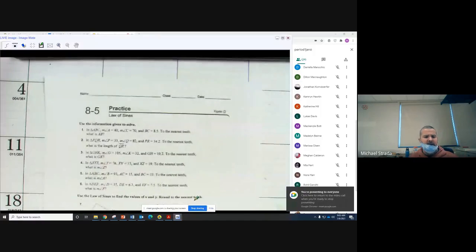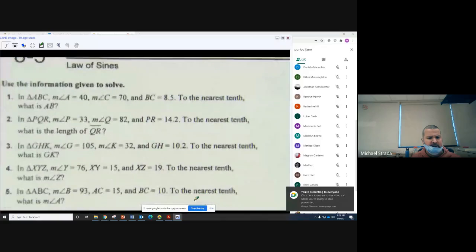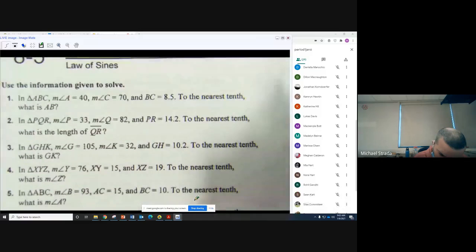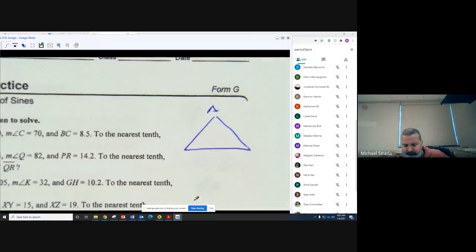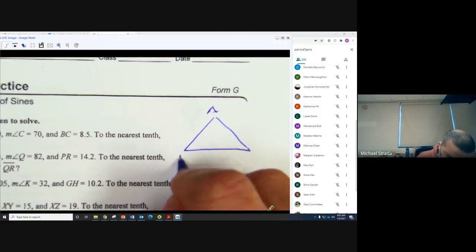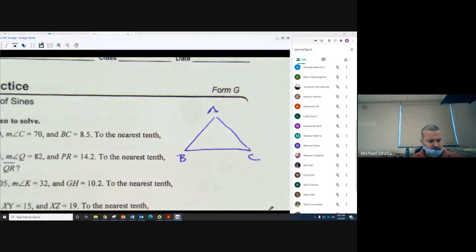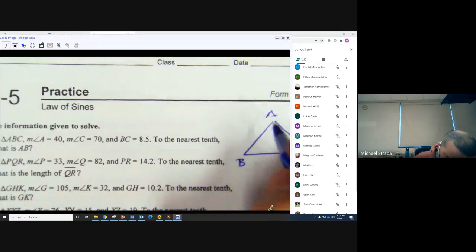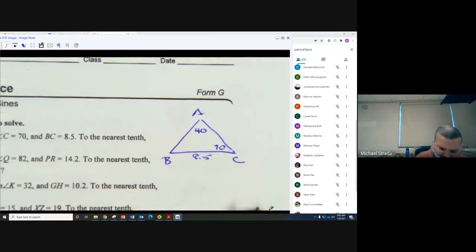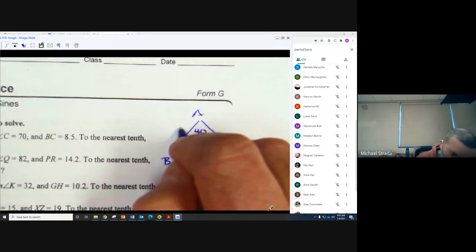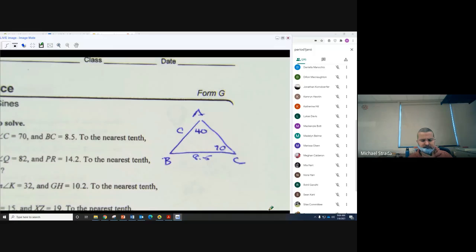So basically, number one: in triangle ABC, the measure of angle A is 40, C is 70, and BC equals 8.5. You can draw in the vertices anywhere you'd like; it's not going to affect the answer. A is 40, C is 70, and BC is 8.5. To the nearest length, what is AB? AB is this segment over there, opposite to C, that's a little c.